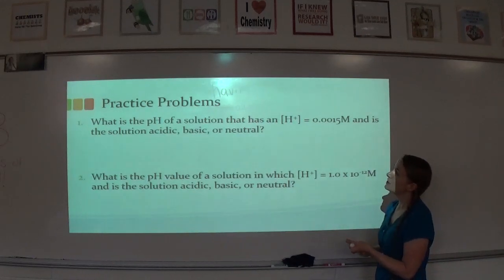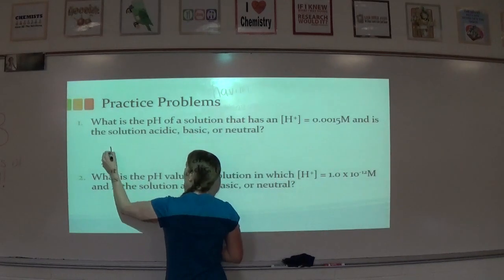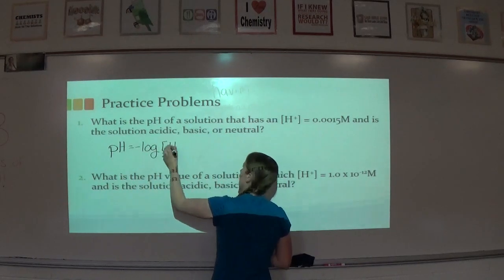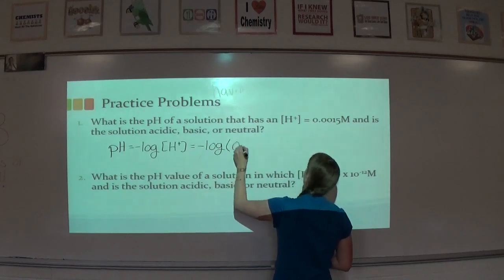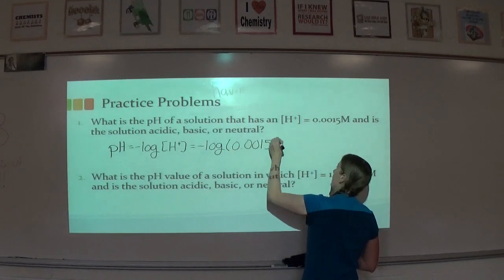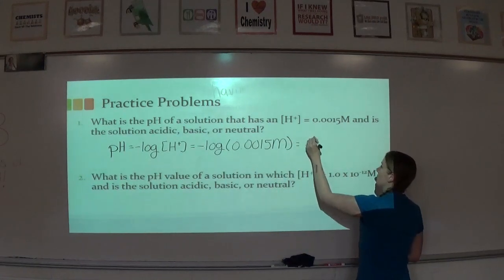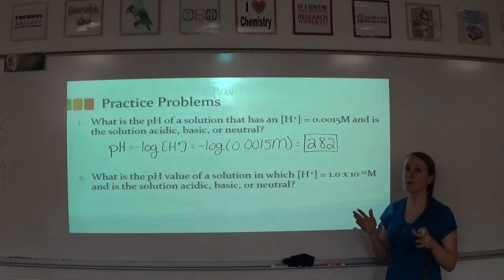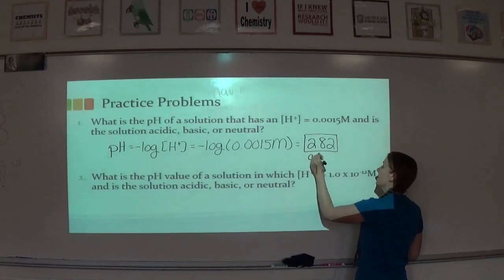So it says, what is the pH of a solution that has an H+ of 0.0015 molar, and is it acidic, basic, or neutral? So pH equals negative log of H+. So I just do negative log of 0.0015. And when I solve, I got 2.82. So again, no units. And this time pH is less than 7, so it is acidic.